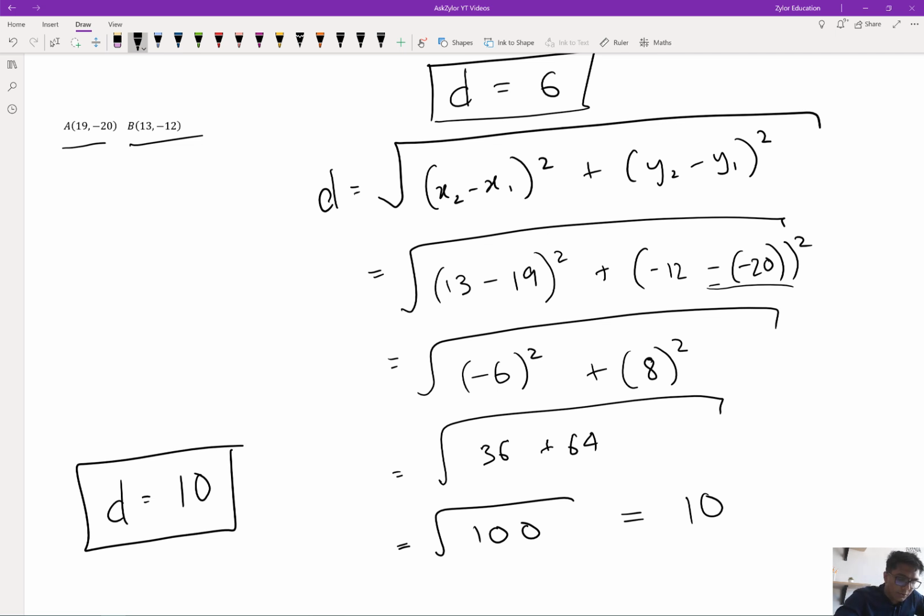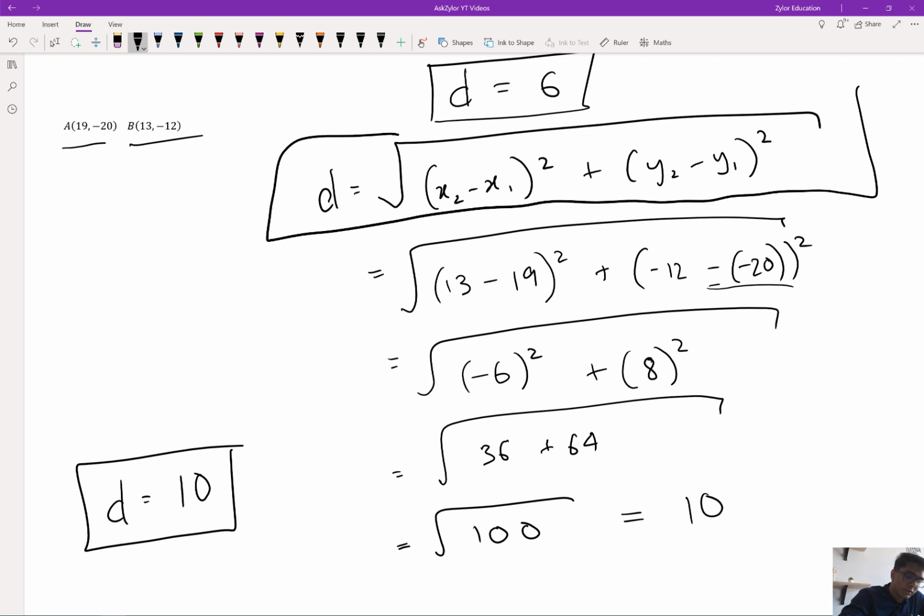Right? So if you use this equation, if you're given 2 points, you'll always be able to find the distance between those 2 points.